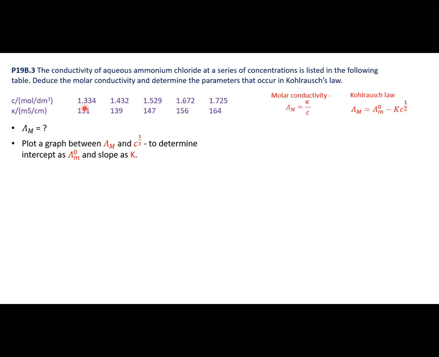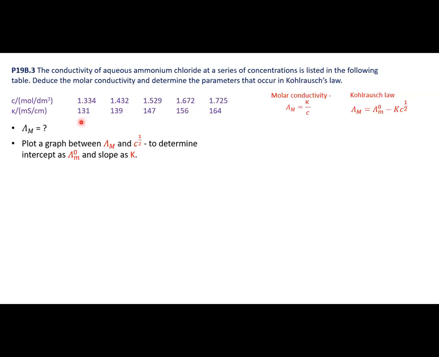Let's go to the next question. The conductivity of aqueous ammonium chloride at a series of concentrations is listed in the following table. Deduce the molar conductivity and determine the parameters that occur in Kohlrausch's law. So at different concentrations of ammonium chloride, the experimenter has measured the conductivity.